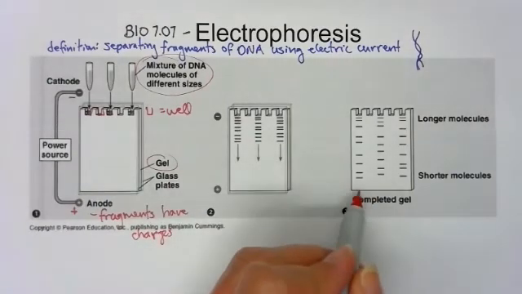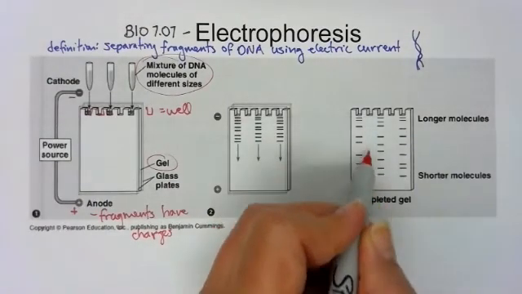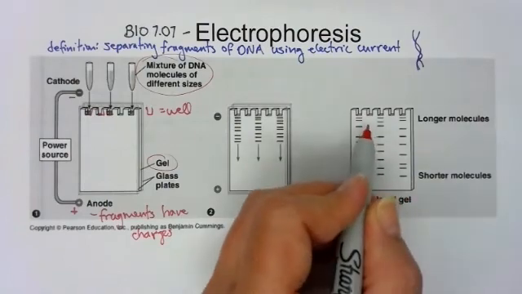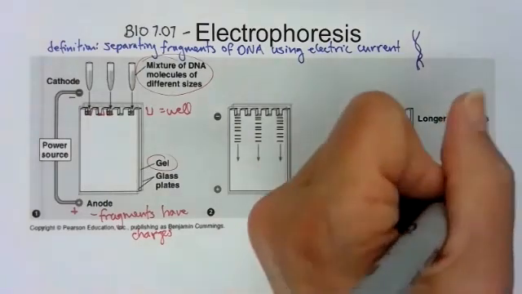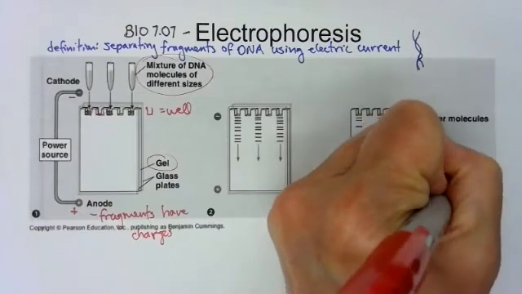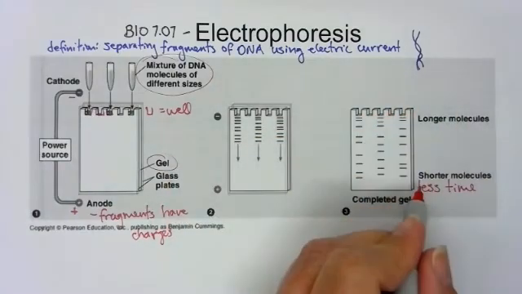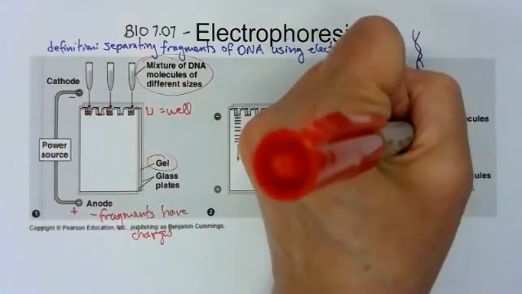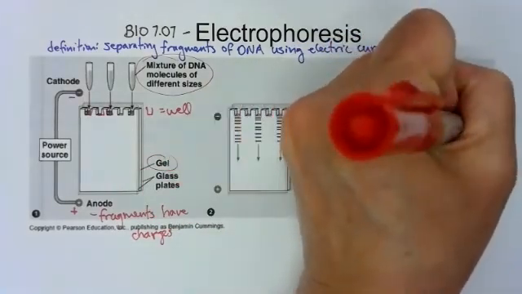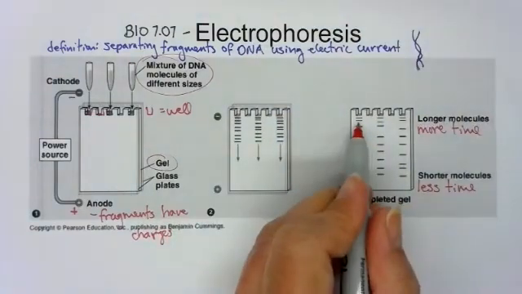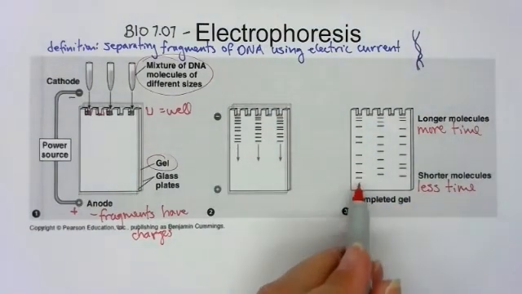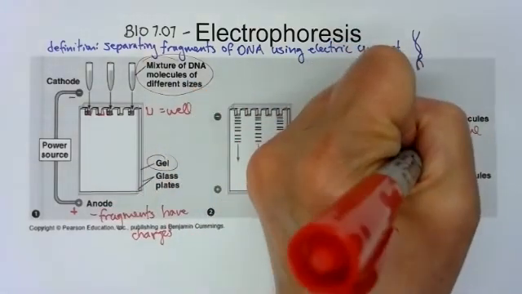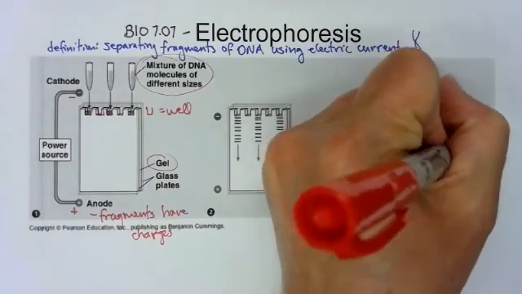But as we apply our current and the fragments get to the other side of the gel, what we see is that it takes less time for the shorter molecules to move, and the longer molecules take more time. So at the end, the longer fragments are still back towards the beginning, and the shorter fragments have zipped through this gel. It creates a separation pattern.